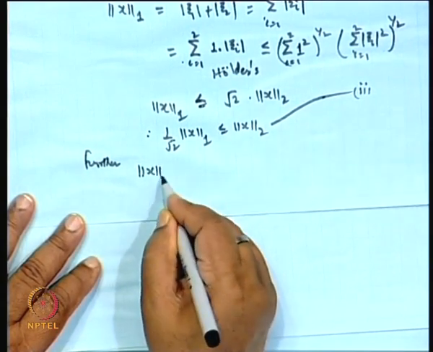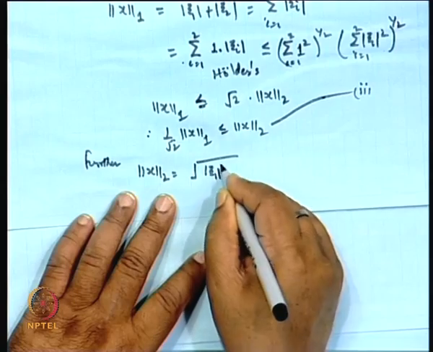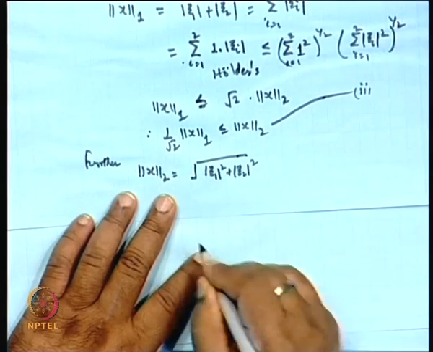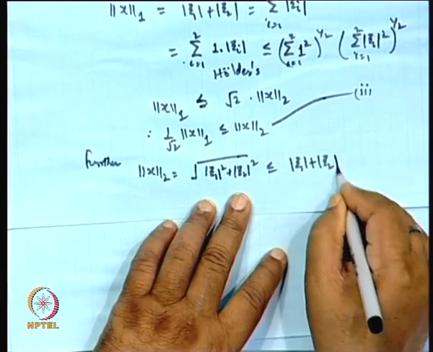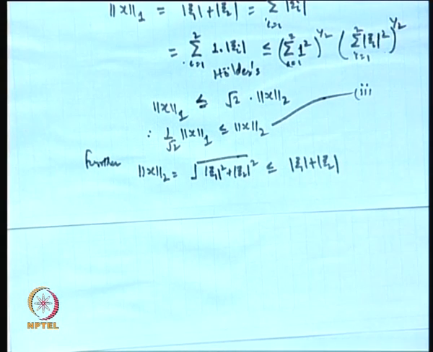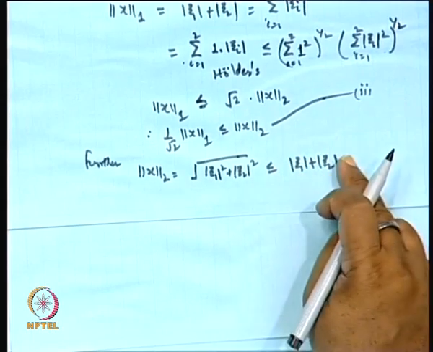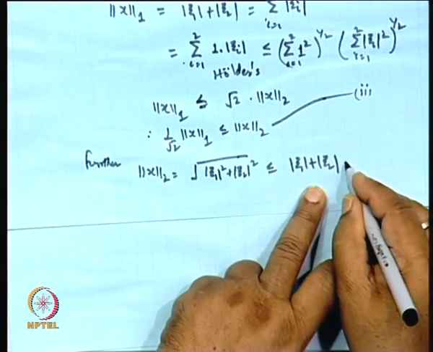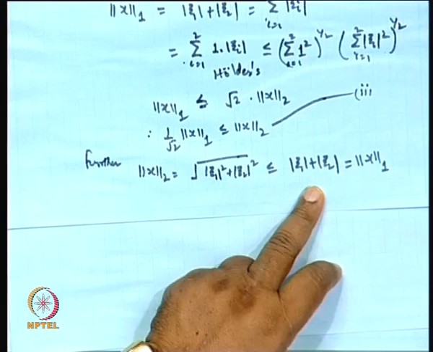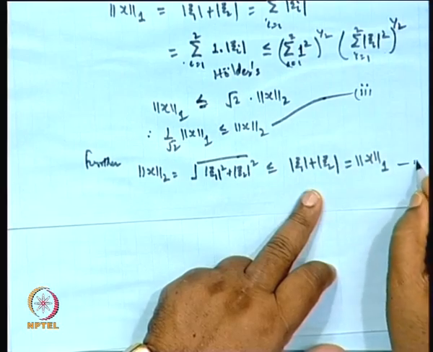Further, norm of x 2 is given by under root mod x 1 square plus mod x 2 square. Now, is it not less than equal to mod x 1 plus mod x 2? This is valid because if I square both sides, then this square will be higher than this value. So, this is valid always, but what is this? Is it not the norm of x 1? Okay. So, this is third.